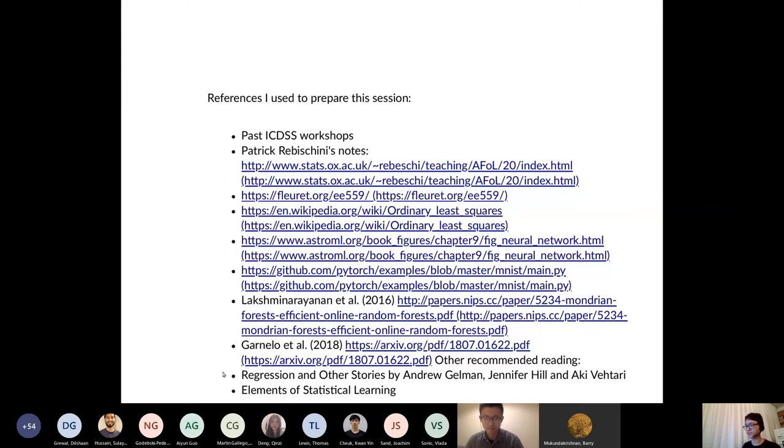And here are some books that you might find interesting or useful to read after this lecture. I highly recommend Elements of Statistical Learning or Regression and Other Stories by Andrew Gelman, Jennifer Hill, and Aki Vehtari. These guys are, I guess, the true masters of statistical machine learning in the research world. So yeah, it's a good book.